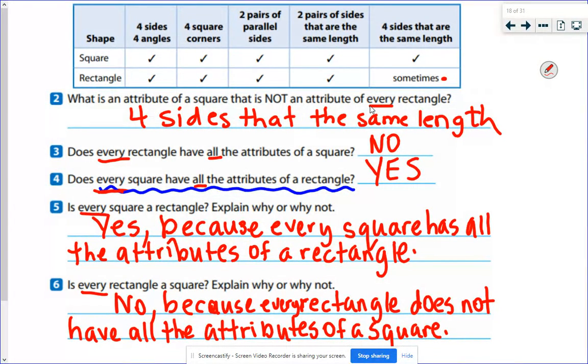A student raised his hand and said yes, because every square has all the attributes of a rectangle. He even referred back to the wording of question 4 to come up with his explanation. Number 6, is every rectangle a square? Explain why or why not. No, because every rectangle does not have all the attributes of a square. Sometimes it does, and sometimes it doesn't.